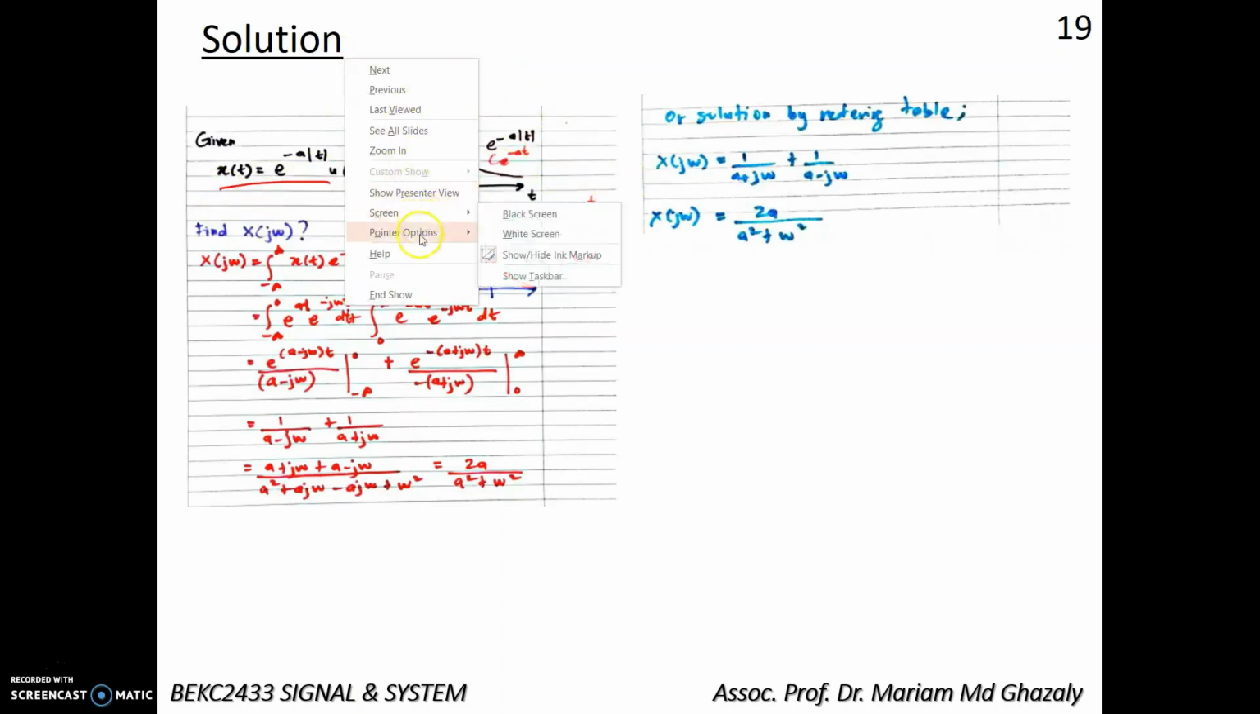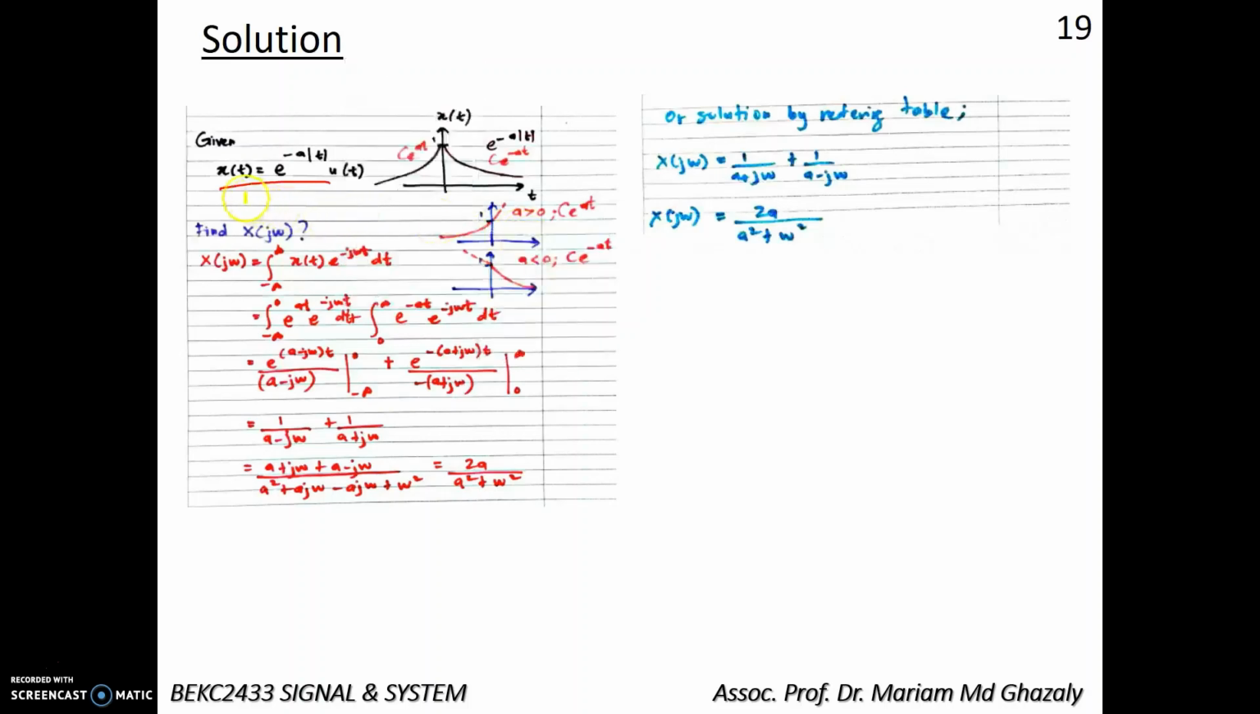So the equation given is e to the minus a modulus t, which means that you're going to have the value for the positive side here and the negative side here. So first of all, you need to understand how to plot this equation when you are given this exponential value.